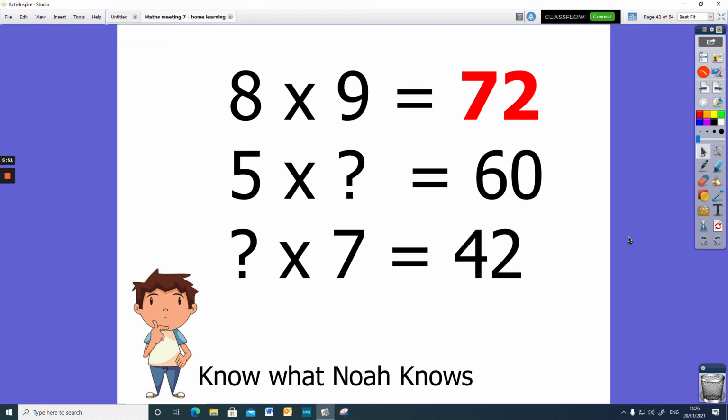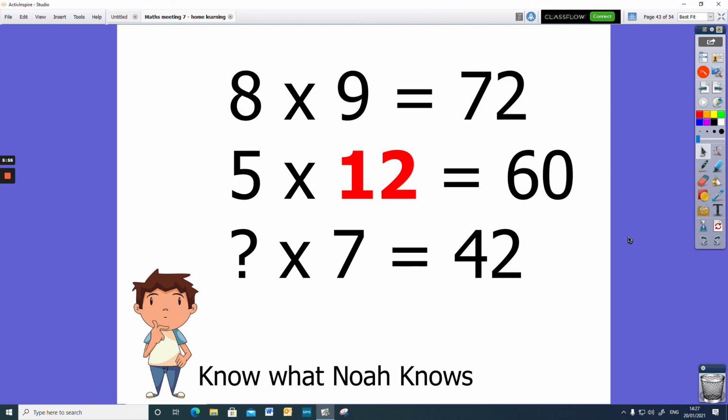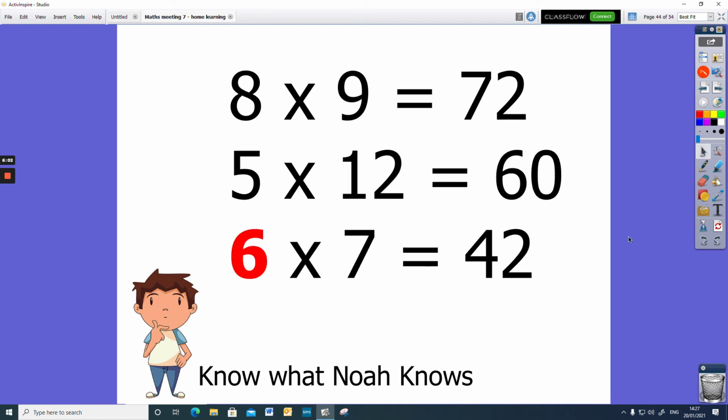5 multiplied by something equals 60. 5 multiplied by 12 equals 60. And something multiplied by 7 equals 42. 6 multiplied by 7 equals 42. Well done if you got all 3 of those numbers. Let's see what's next, shall we?